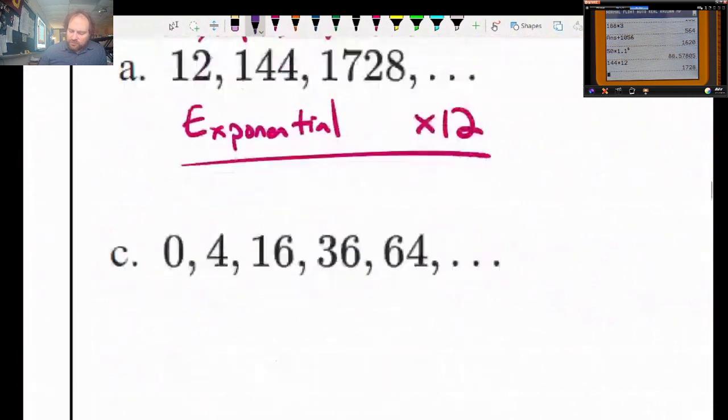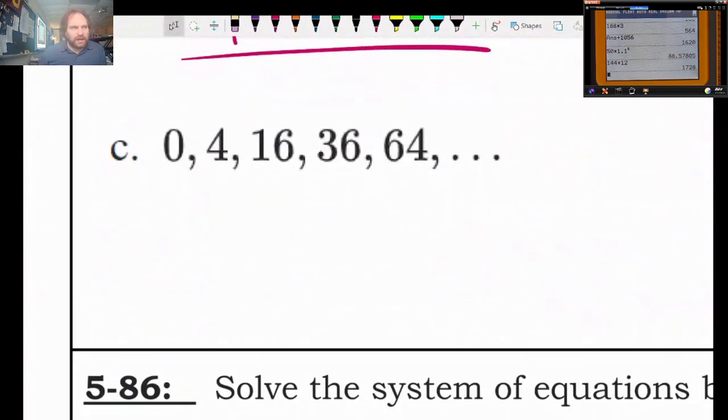Question C is interesting. It's not exponential because, again, it starts at 0, and 0 times anything is just 0. It's also not adding. Plus 4 takes you to 4, but plus 4 does not take you to 16. So it's not multiplying and it's not adding. So it's neither, but I'm going to have you write that down.